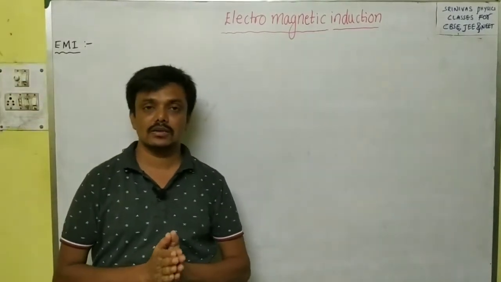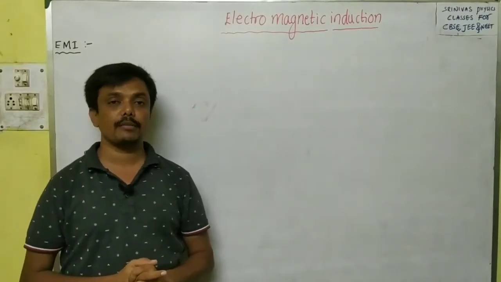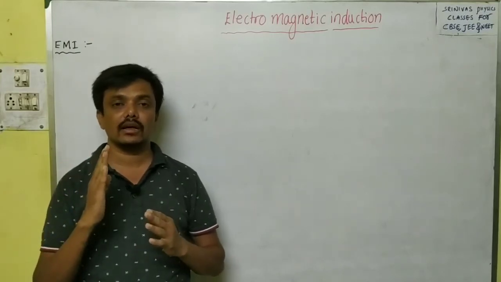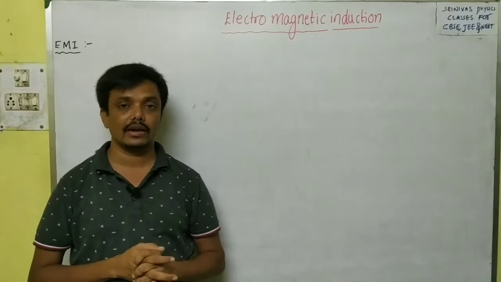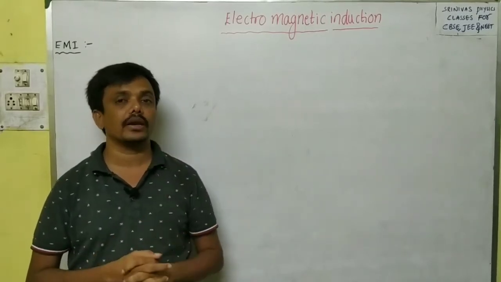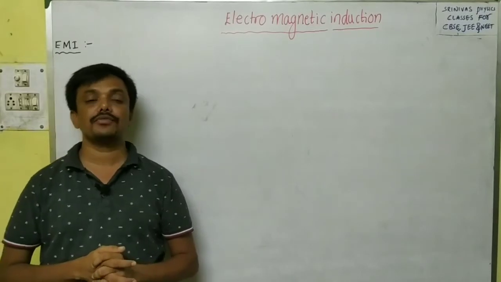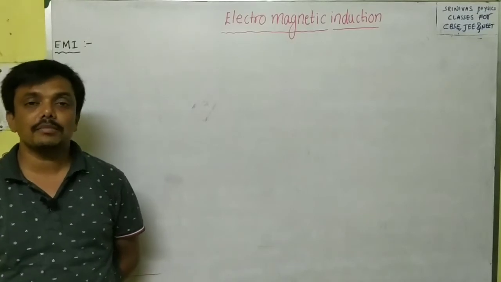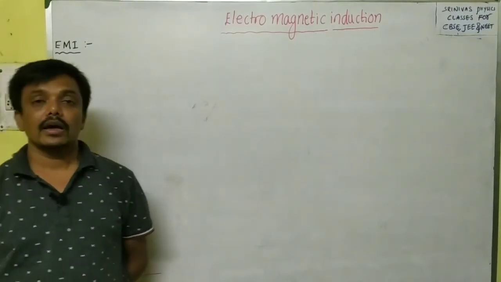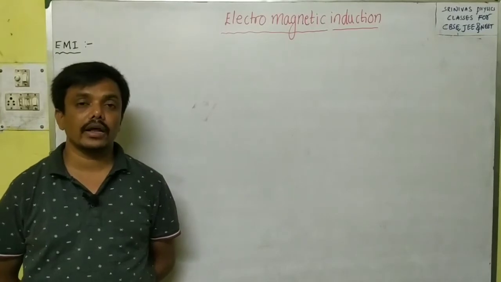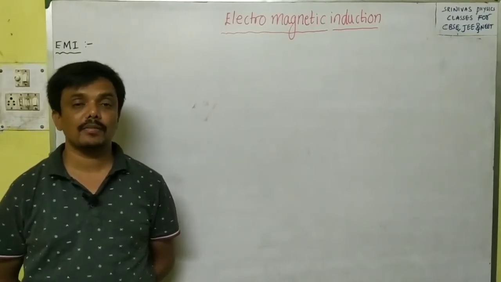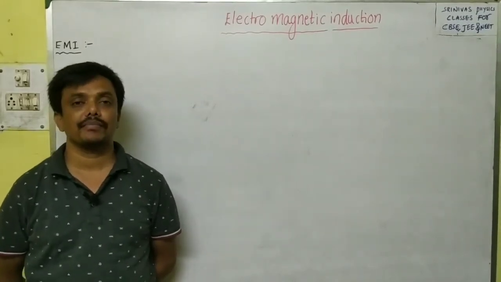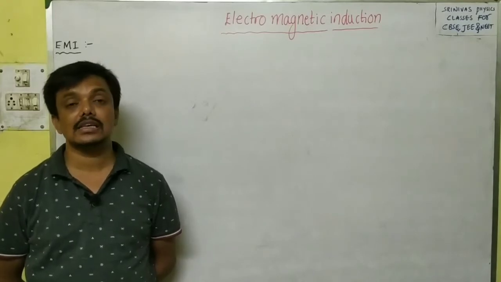Electromagnetic induction means, previously in the moving charges and magnetism chapter, we discussed that whenever current passes through a wire, a magnetic field will be produced around that current carrying wire. If a compass is placed near the current carrying wire, it will deflect. That means a current carrying wire can produce the magnetic field. Electricity is linked with the magnetic field.